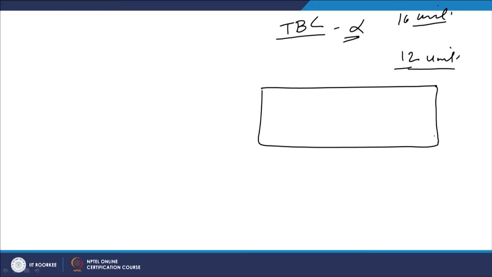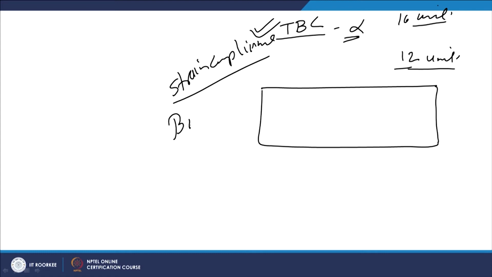So, in order to avoid the chipping off tendency due to the greater difference in thermal expansion coefficient, it is suggested that strain compliance is achieved through the application of a bond coat. The bond coat will have an intermediate value of thermal expansion coefficient, so the extent of mismatch is reduced.